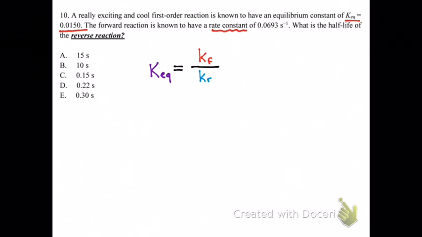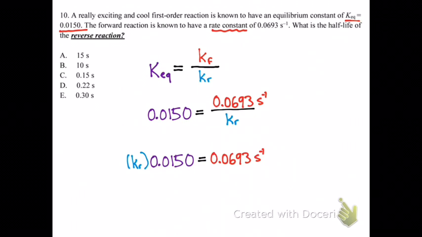Let's see what we have here. We know what the equilibrium constant is. We are given that in our problem stem. We know the forward reaction has a rate constant of 0.0693, so we know that, which means what can we solve for? Well, that. So let's do just that. Let's plug in our values. Okay, there we have our values. So let's multiply the Kr through.